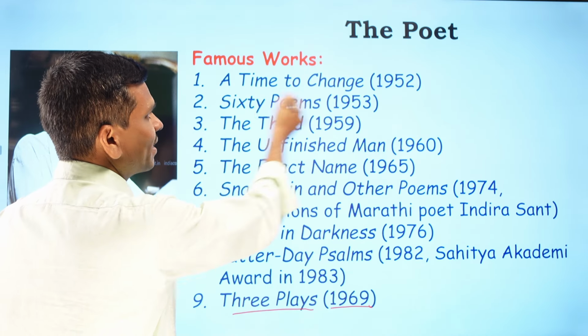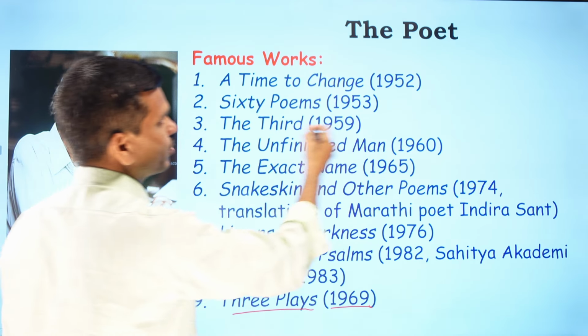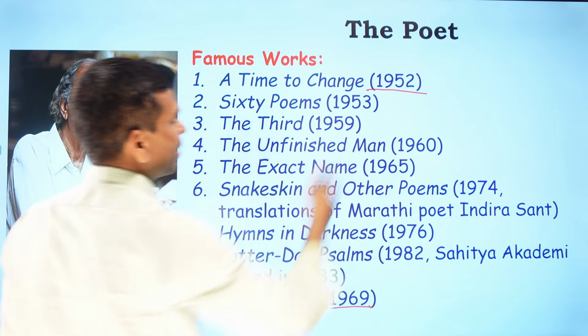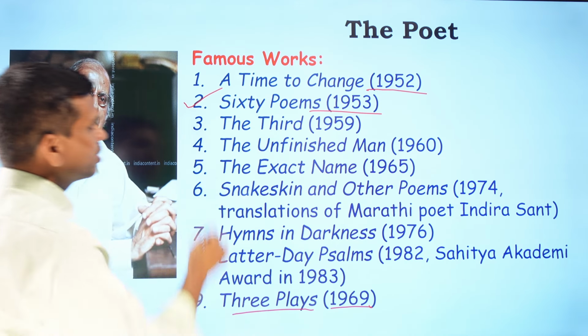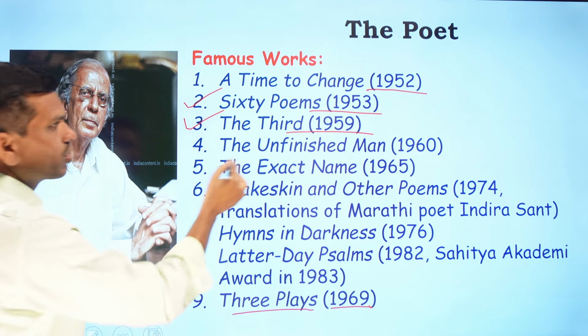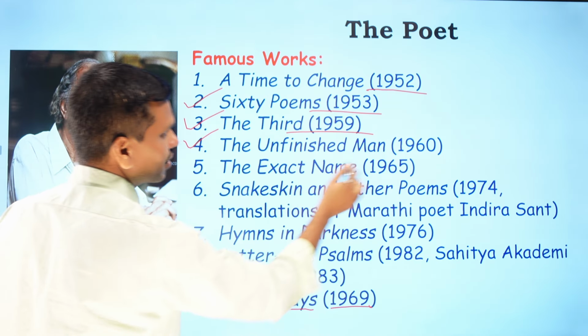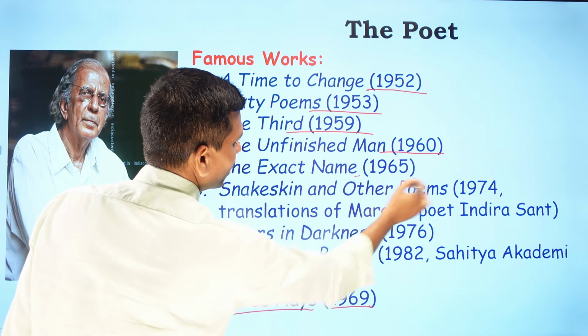Now here we have his collections of poems. Very first, A Time to Change. These are famous works. You can note down all these works by Nissim Ezekiel. Published in 1952, Sixty Poems. Second, we have a collection published in 1953. Then we have the third, in 1959. The Unfinished Man, again a collection of poetry, 1960. Then we have The Exact Name, 1965.